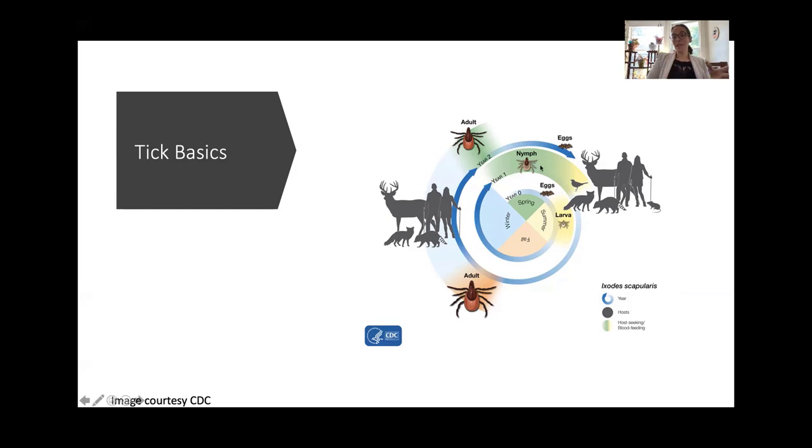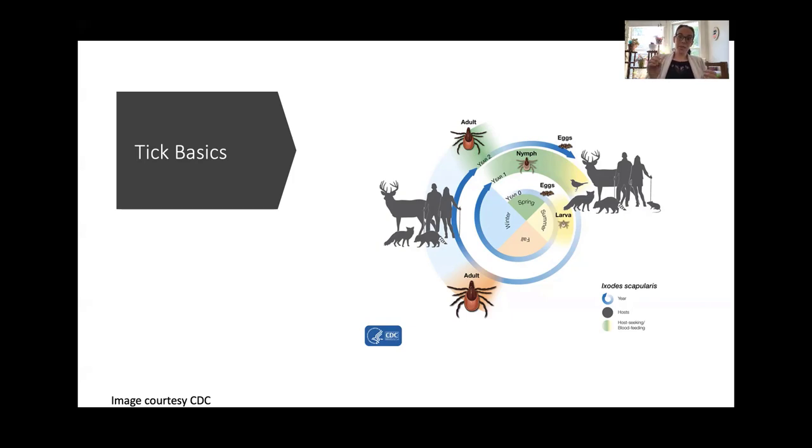And after taking a blood meal, those nymphs fall off and overwinter. Some of them will become adults in the fall. Others will overwinter and become adults in the spring. And those adults then have to find a host and take a blood meal, and then they will lay eggs. So you have, over the life of a tick, 3 different blood meals from egg to egg.